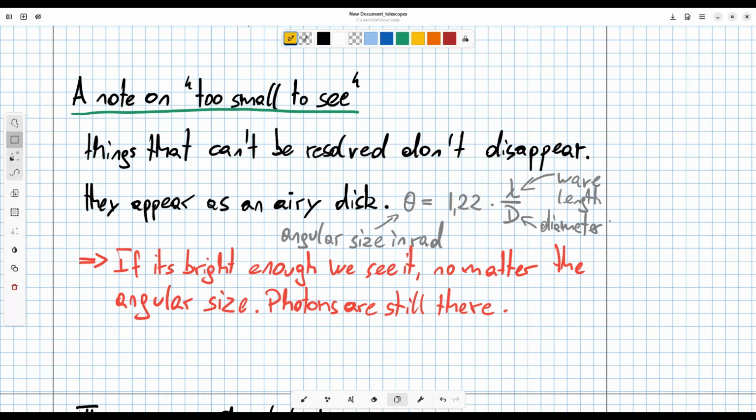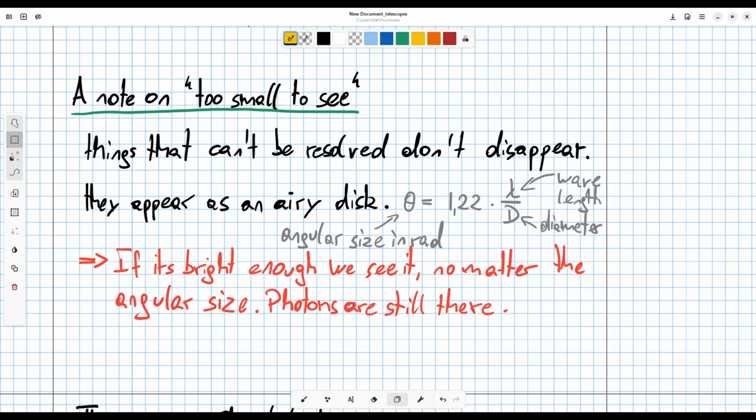This is the angular size of the airy disk in radians, depending on what you see and at which wavelength you observe it, right? So if it's bright enough, we see it, no matter its angular size. We see it if it's bright enough. The photons are still there.